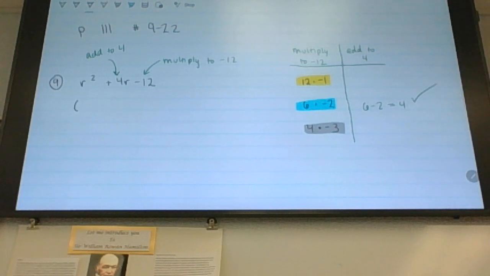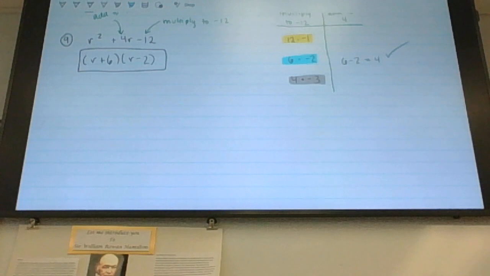So we're just going to take those numbers, match it with the variable, and that's it. That's all you have to do on these problems. Sorry, I wrote that answer completely wrong. Plus 6 and minus 2. No, you don't have to. That's really it. Let's do number 10.